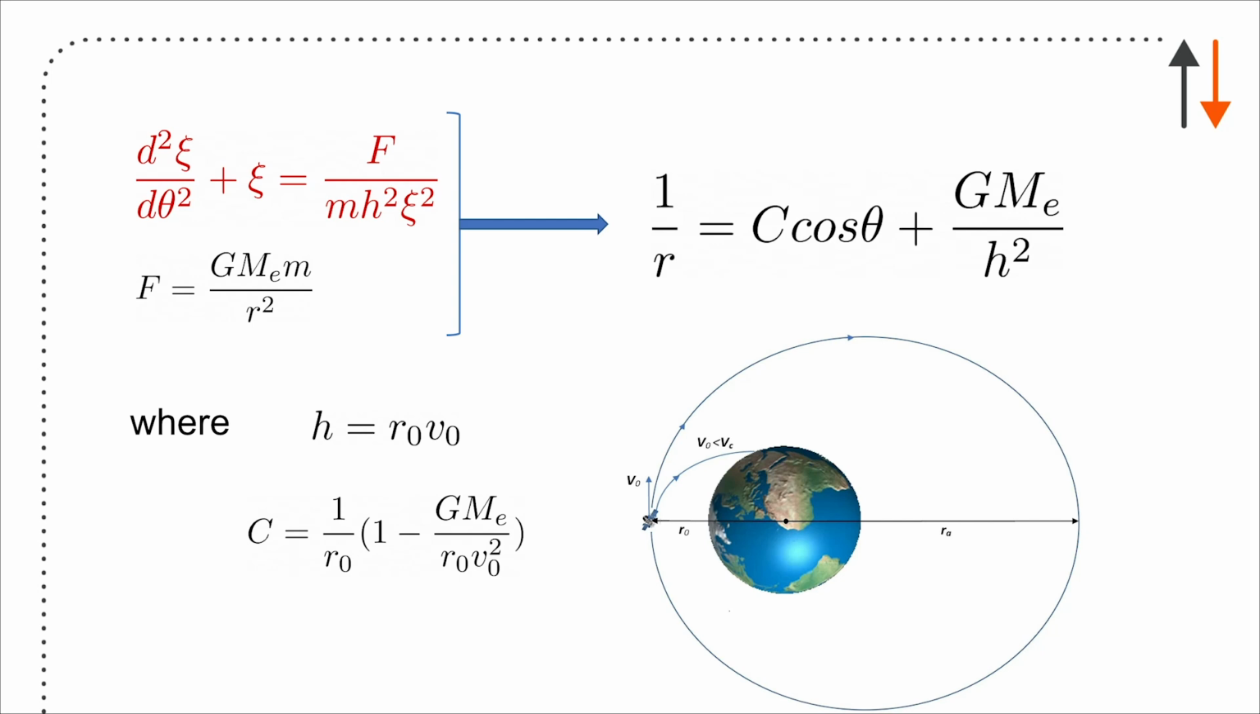We call those R0 and V0. R0 is the initial height or distance to the space vehicle, and V0 will be basically its initial speed at the beginning of its free flight. So if we have these two parameters, we can find H and C. Now we basically have an equation to define the path of a particle under the influence of a central force.